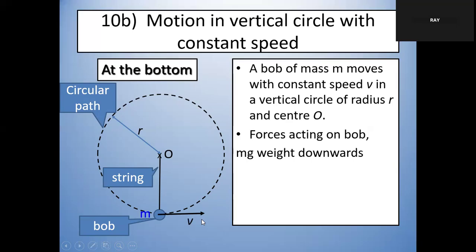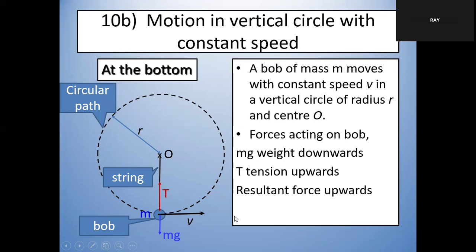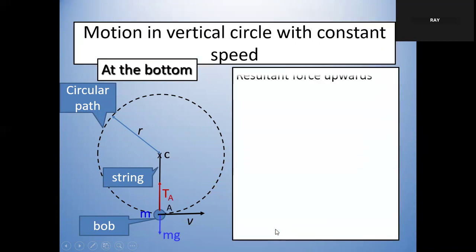Forces acting on the bob: weight, mg downwards, T is the tension upwards, right? That's your mg, acting downwards, tension upwards. So since it's moving in a circle, the resultant force is upwards, right? The resultant force is the centripetal force. So T minus mg gives you the resultant force upwards. Right? That's why we derived just now tension TA.